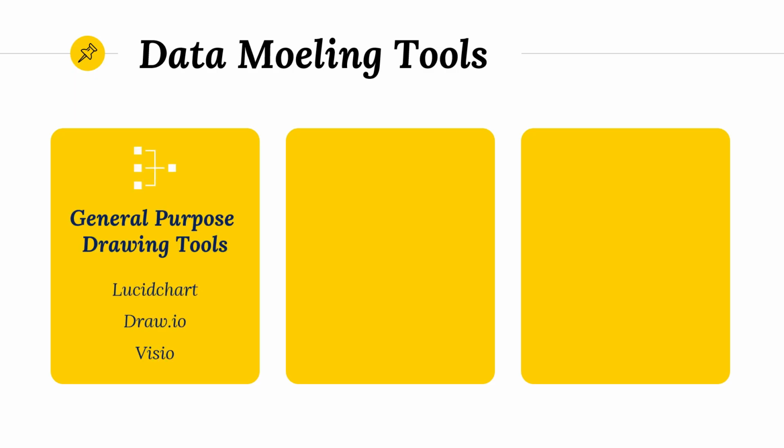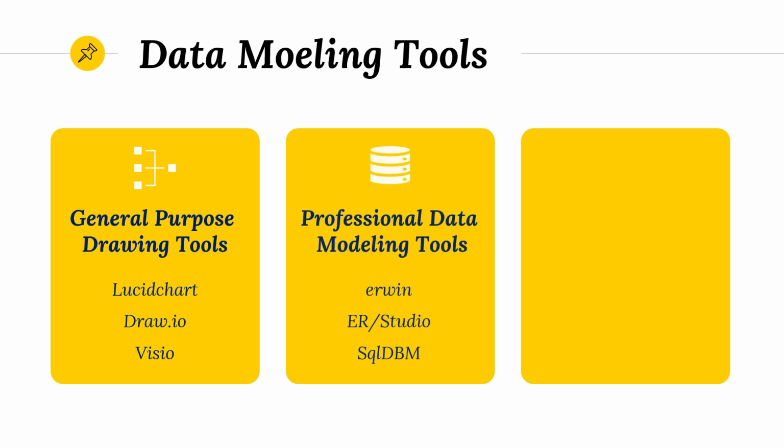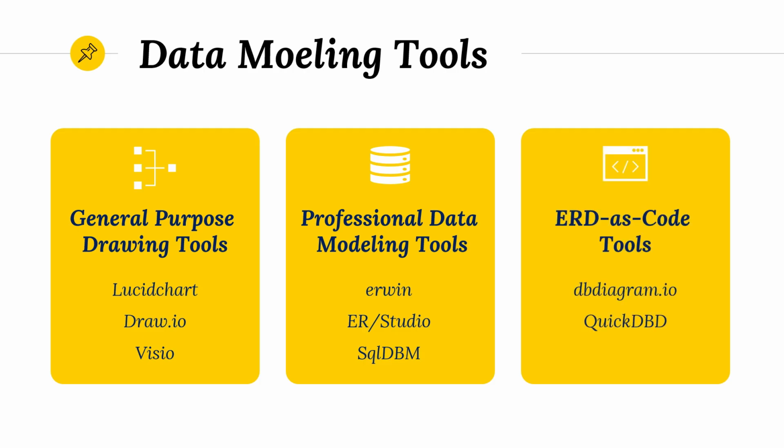First, we'll look at general-purpose diagramming tools that provide support for ERD shapes, such as Lucidchart, Draw.io, and Microsoft Visio. Next, we'll explore professional enterprise data modeling tools, such as Erwin Data Modeler, RStudio, and SqlDBM. And finally, we'll look at a newer category often referred to as ERD-as-code tools, with Diagram.io being one of the most popular examples. We'll understand the strengths and limitations of each category, where they fit best, and the types of users and organizations that typically use them.